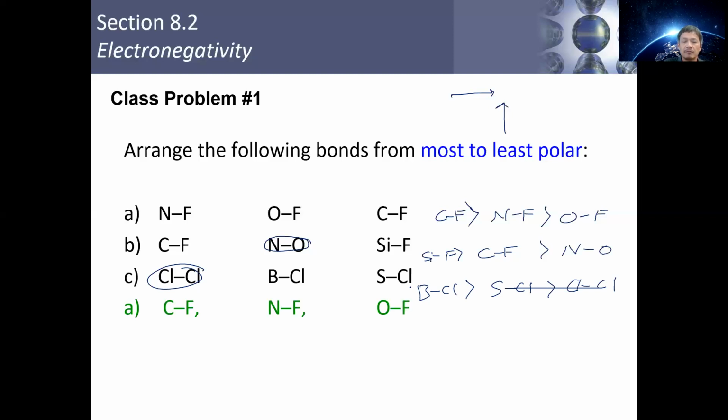So we got carbon, fluorine, nitrogen, fluorine, oxygen, fluorine. We got silicon, fluorine, carbon, fluorine, nitrogen, oxygen. And there's the last set of answers. Okay, so please make sure you write those answers down on your paper. And then at the end of this period, make sure you upload your work to Classroom.